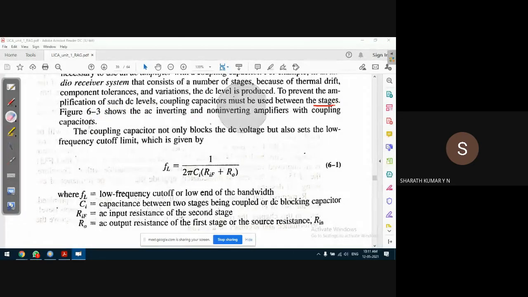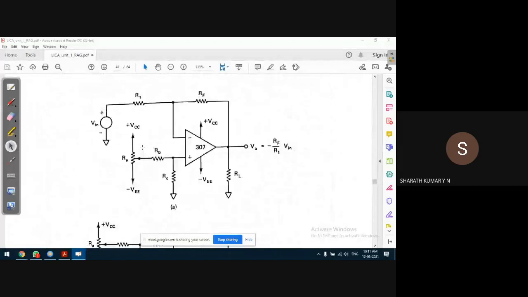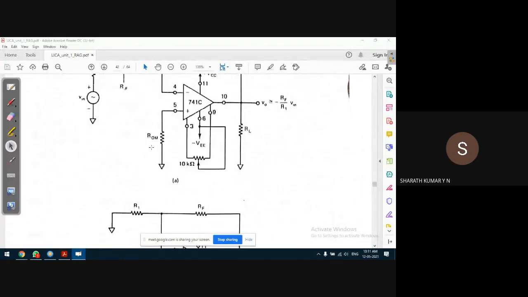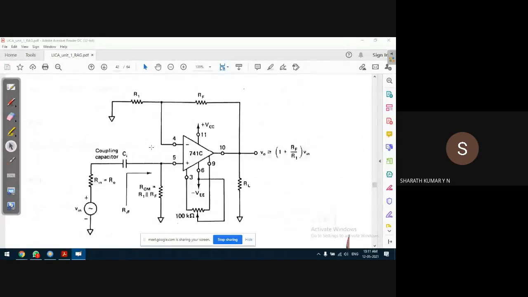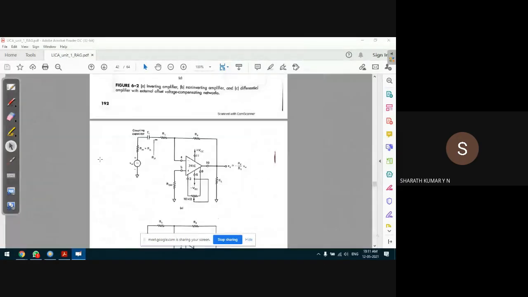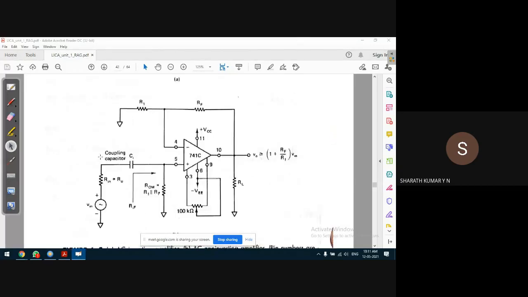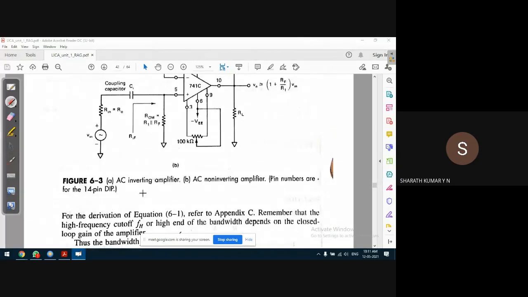So, the coupling capacitors. First, let us discuss the circuit, then get back to the formula, so we'll understand the formula better. Here we go. This is, guys, figure number 6.3. Let me zoom out, but when I zoom out, you may not be able to see properly. That's why I'll discuss at this stage.